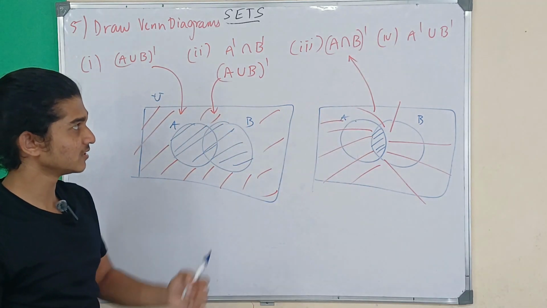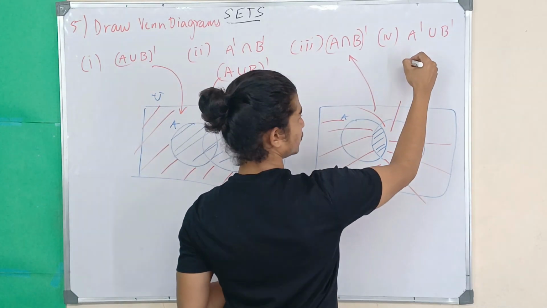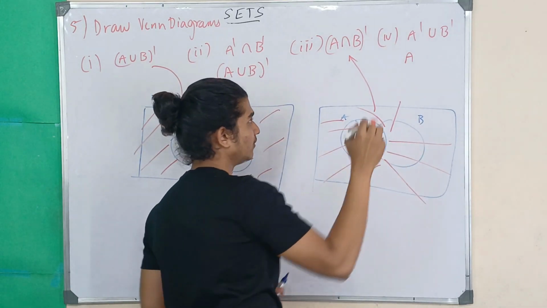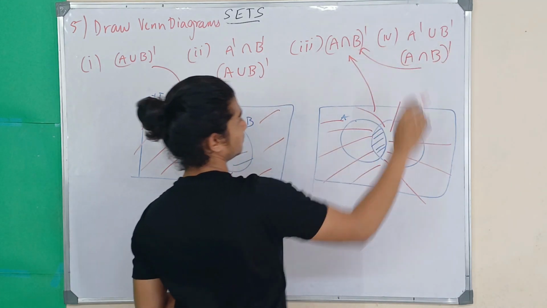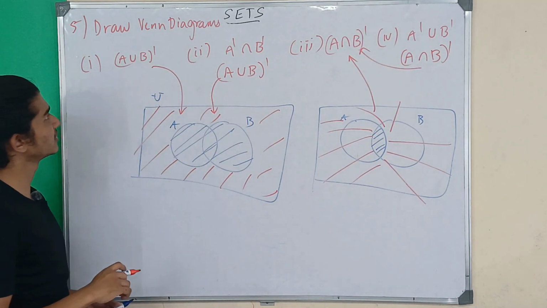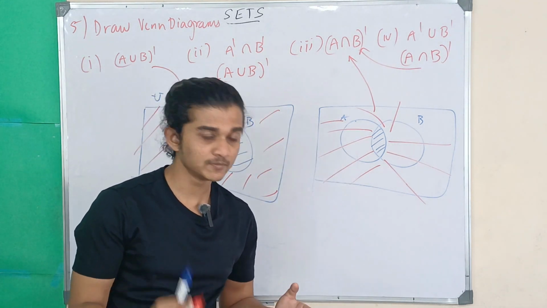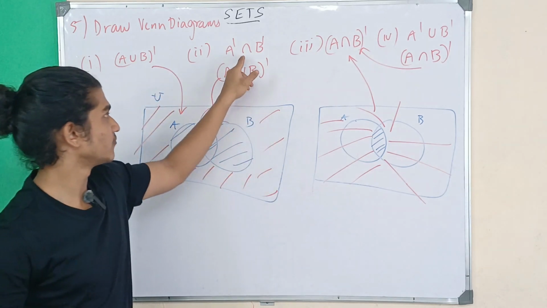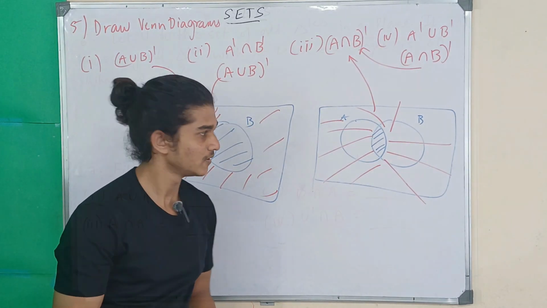Next one is A complement union B complement. If you use De Morgan's law, it's something like this, which is exactly the same. So this is how you solve these kinds of Venn diagrams. Always try to use De Morgan's law where possible, so that you can convert into this, and then it becomes easier to express.